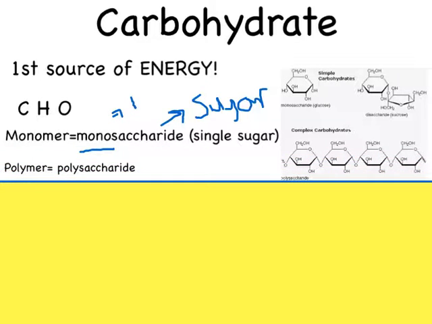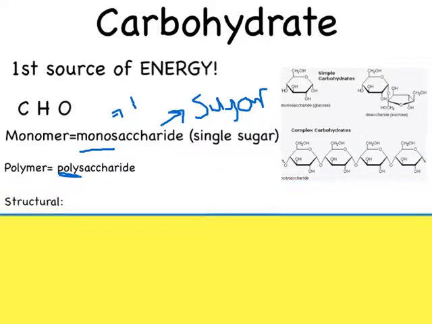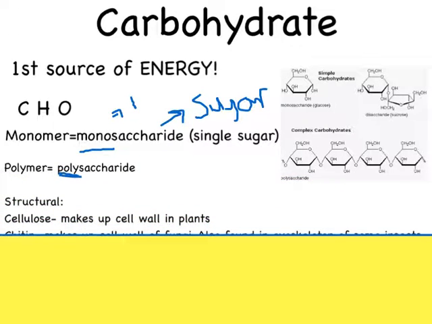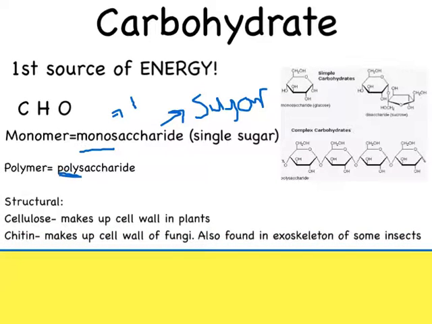Now, like we talked about on the previous slide, remember when we put a whole bunch of monomers together, that creates a polymer. And a polymer of a carbohydrate is called a polysaccharide. So basically it's the same thing, except now instead of saying mono, it's now a poly. So it's now many sugars put together. And we have different types of polysaccharides that are going to have different functions.